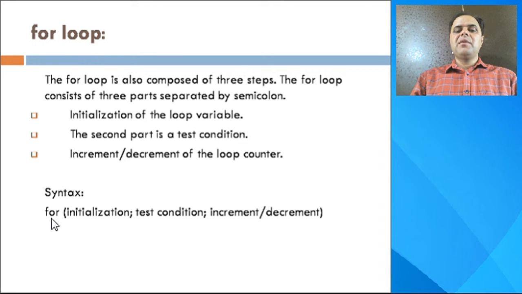So the syntax of the for loop is for, initialization, semicolon, test condition, semicolon, increment or decrement. Or we can say initialization, test, and update. This is update expression, this is test expression, and this is initialization. So this is the syntax of the three expressions of the for loop.